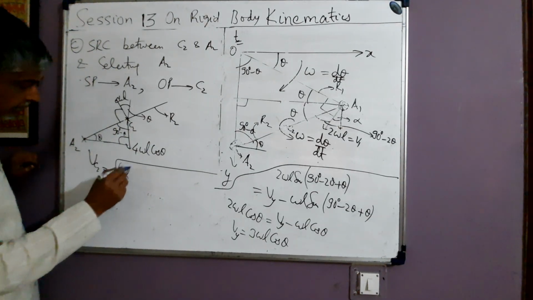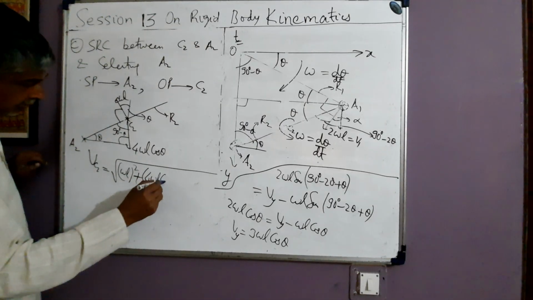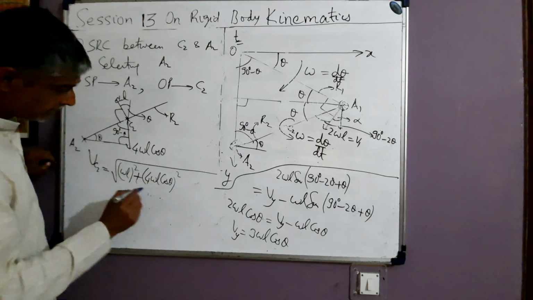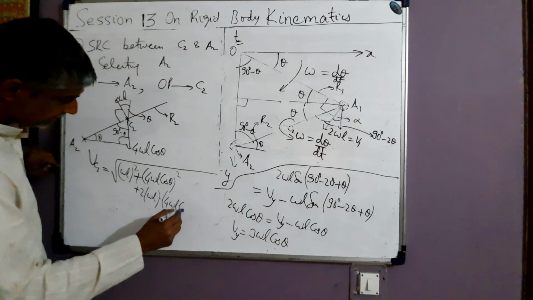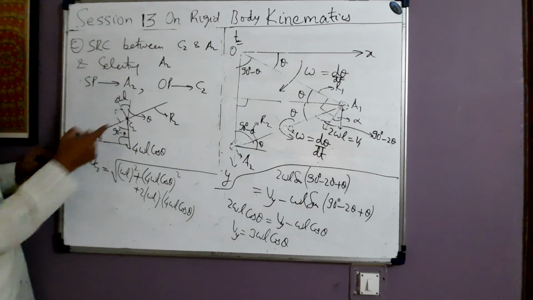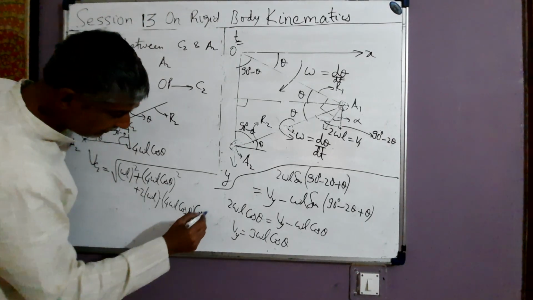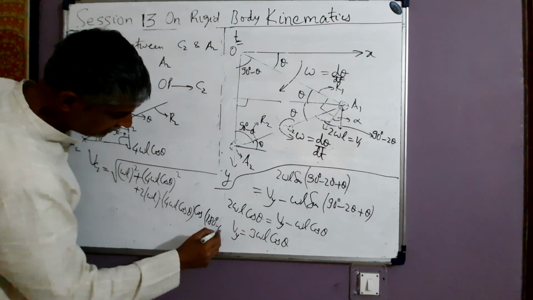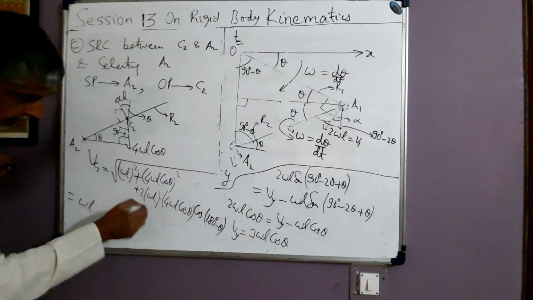Omega L whole square, parallelogram of vector addition, plus 4 omega L cos theta whole square, plus 2 into omega L into 4 omega L cos theta. Angle between omega L and 4 omega L is this angle, 90 plus 90 minus theta, that is cos 180 minus theta. So this becomes omega L, I take common. This entire thing is inside the root.